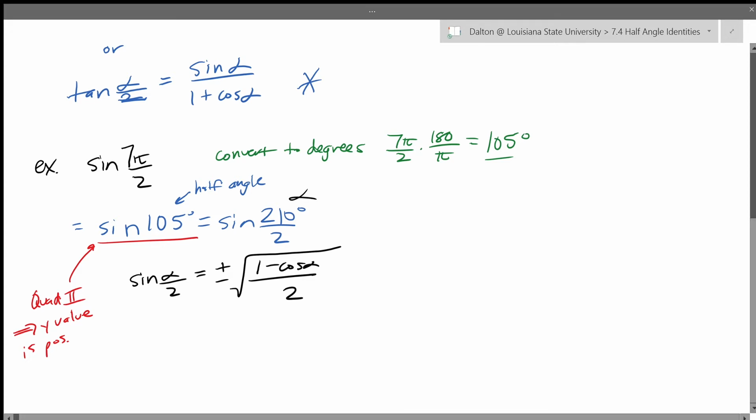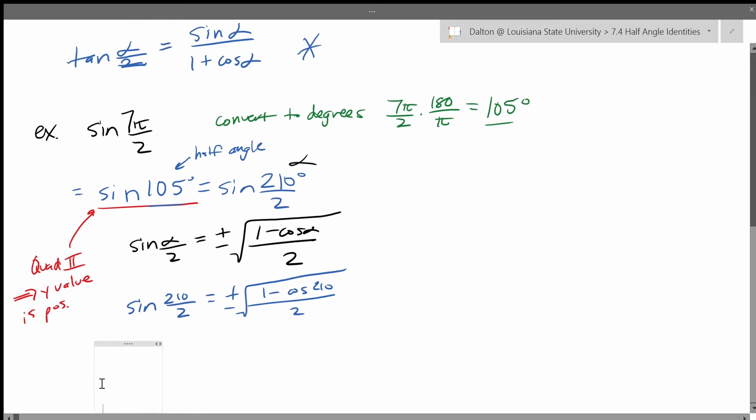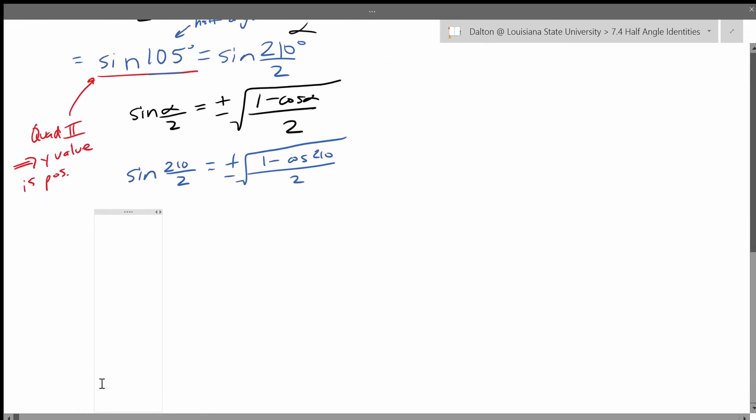Okay, so everywhere we see alpha in this identity, we're going to plug in 210 instead. So we're going to have the sine of 210 divided by 2, which is 105, right, is equal to plus or minus the square root of 1 minus the cosine of 210, all divided by 2. And our goal is to figure out what is the cosine of 210 and then simplify this puppy using a good bit of algebra as much as we can, and we should get down to our answer.